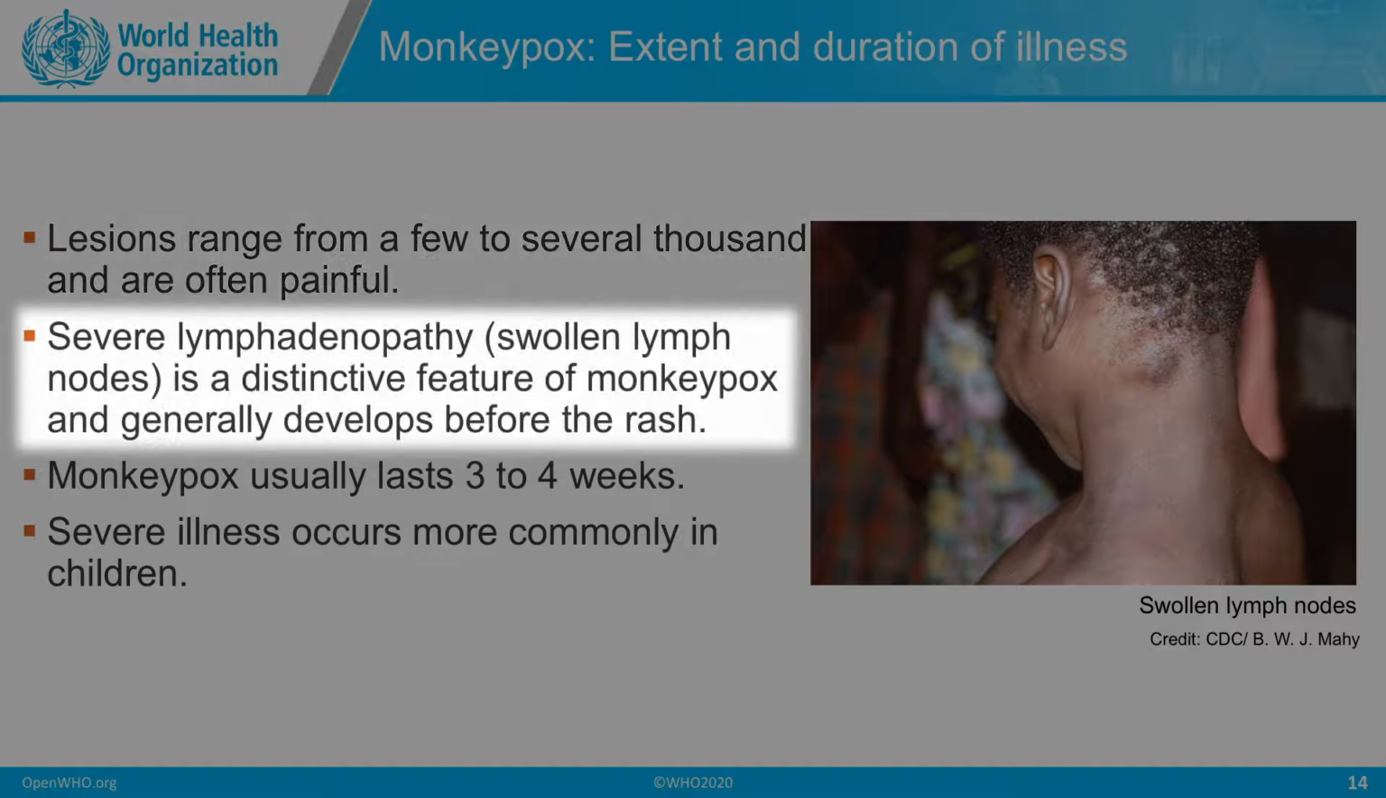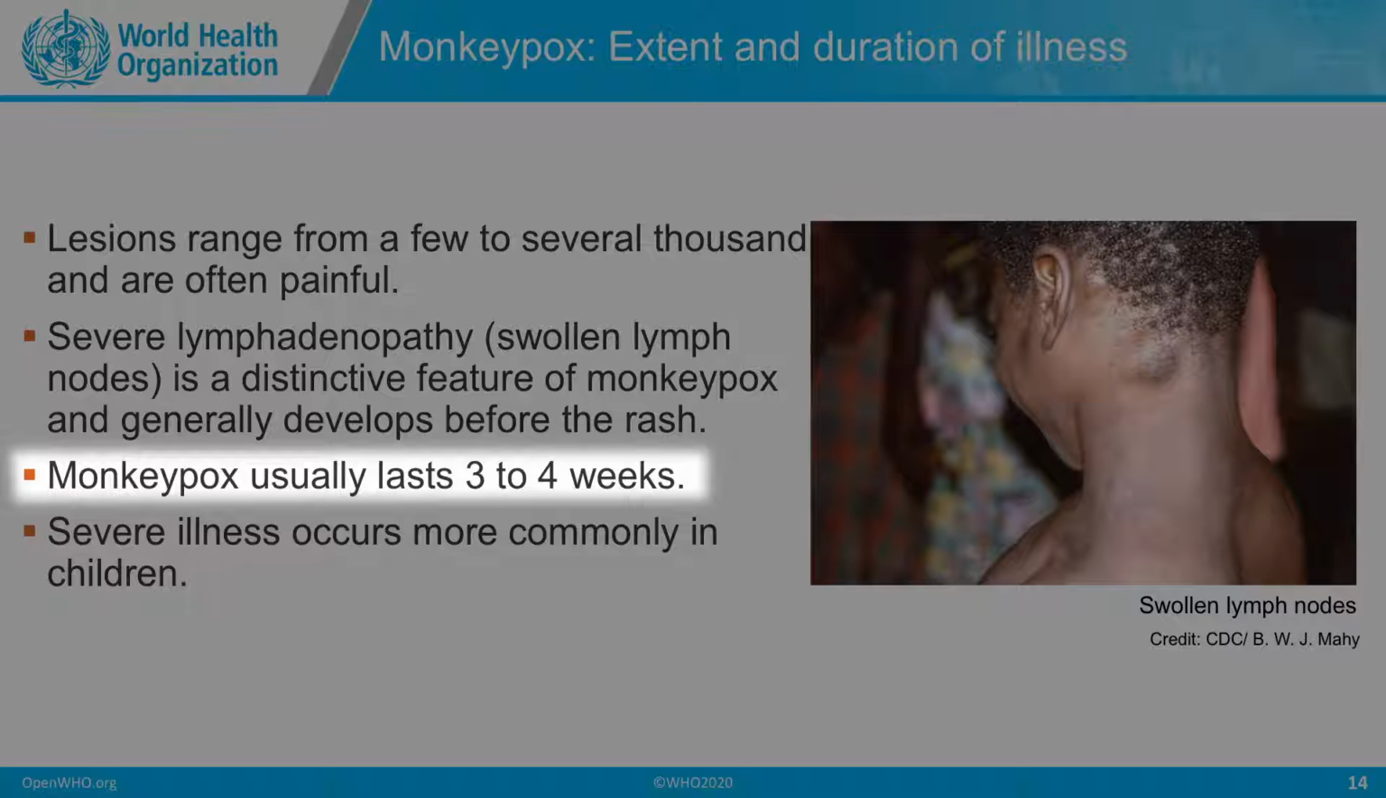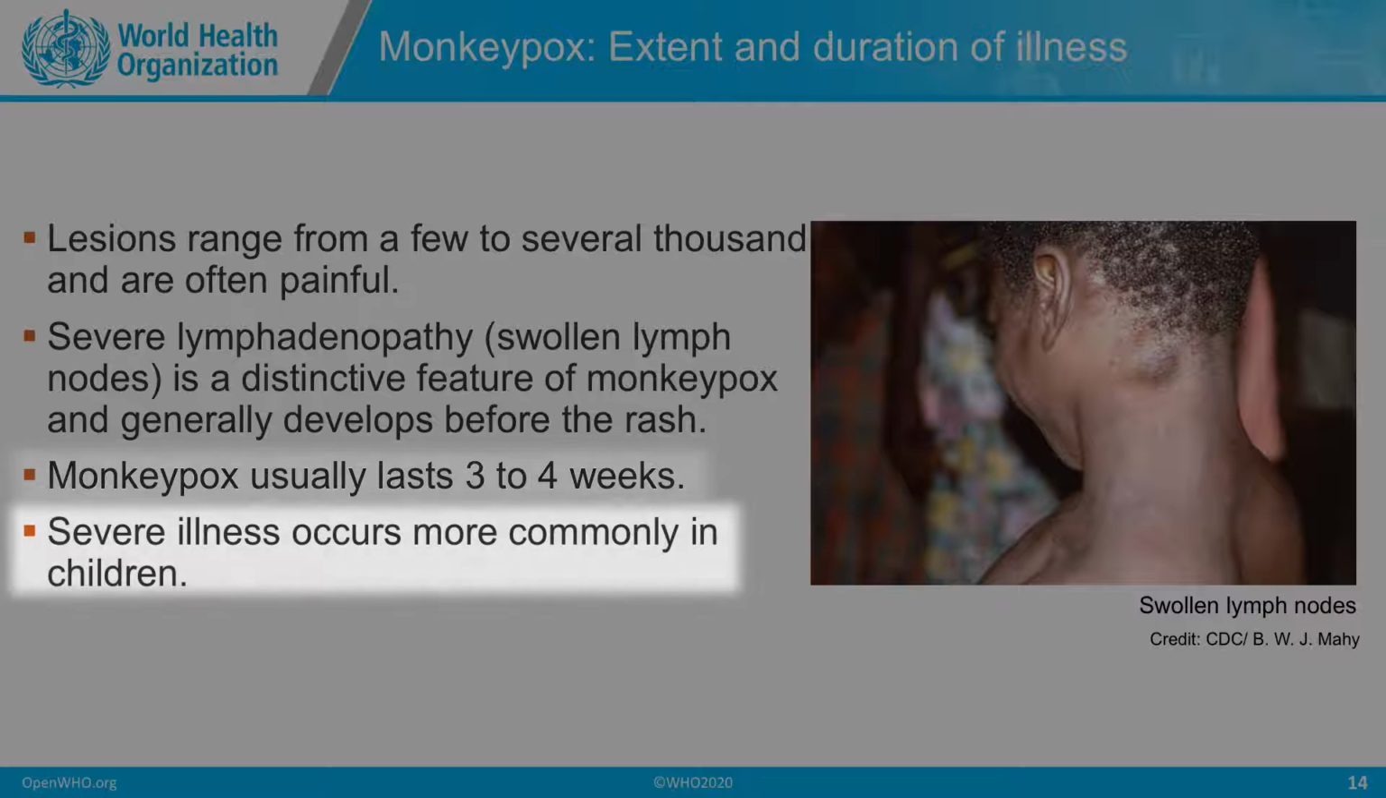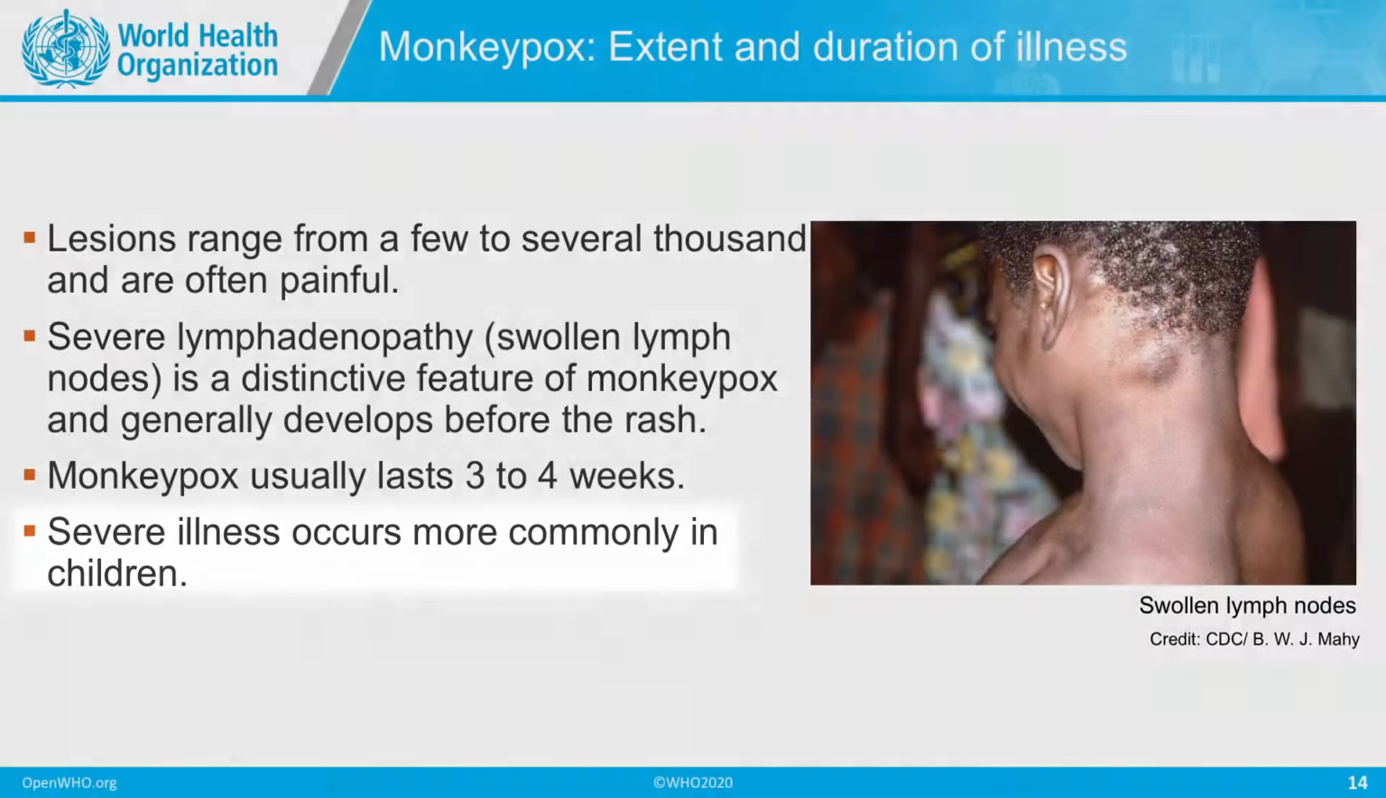Accompanying this rash are swollen lymph nodes. This is quite a distinctive feature of monkeypox, and it's very important. It starts before the rash, usually, which means it's a harbinger of the disease. But also, it distinguishes monkeypox from smallpox, which of course doesn't exist anymore. Smallpox did not have this characteristic feature of swollen lymph nodes. As we've said, the whole course of monkeypox can last 3 to 4 weeks. Severe illness occurs most commonly in children, and as mentioned, up to 1/10 of patients can die.